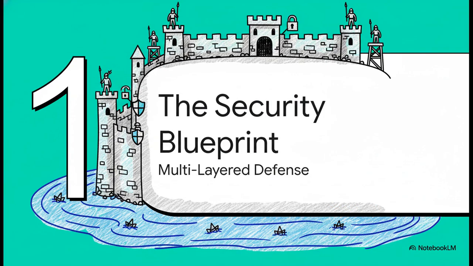Look, you have to forget about finding one single silver bullet for security. It just doesn't exist. Real security is all about building a defense in depth. Think of it like a medieval castle, right? You don't just have one high wall, you've got a moat, you've got gatekeepers, and you've got guards inside. The whole idea is if one layer happens to fail, you've got another one right behind it ready to go.